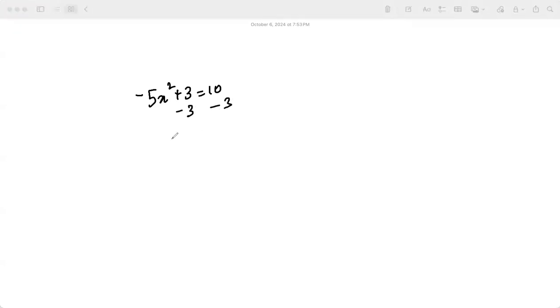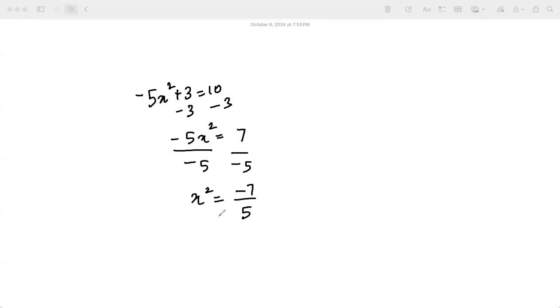Minus 3 minus 5x square will be equal to 7 is what I got. But then, what did I give? Minus 5x square plus 3 is equal to 10, right? Yep, that's correct. So now, divide by minus 5 on both sides. x square will be equal to minus 7 by 5.